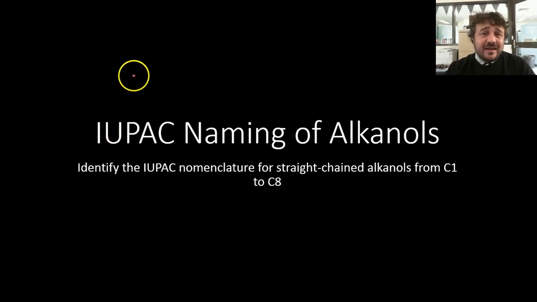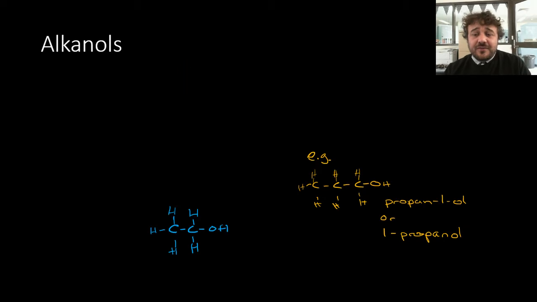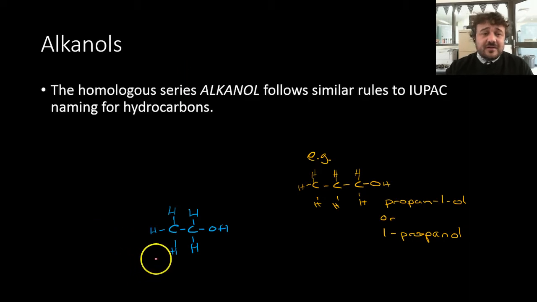An alkanol is a straight chain alkane with an OH attached on there. So that's an alkanol. You can have alkane diols, which means there are two of these, and we'll get to those in a second. First off, here are a couple of examples of what they look like.